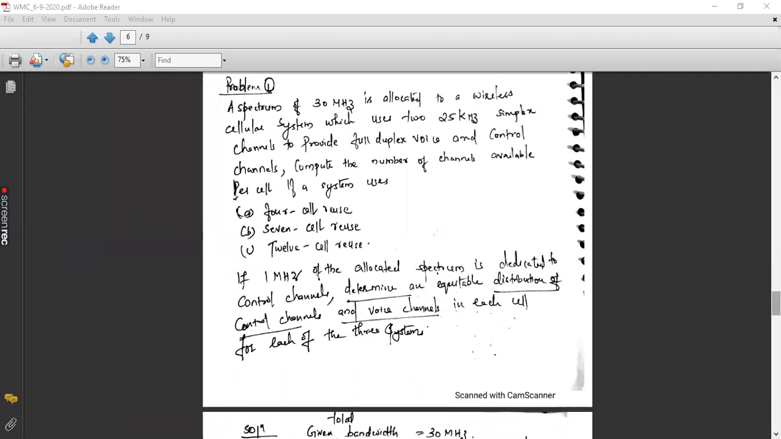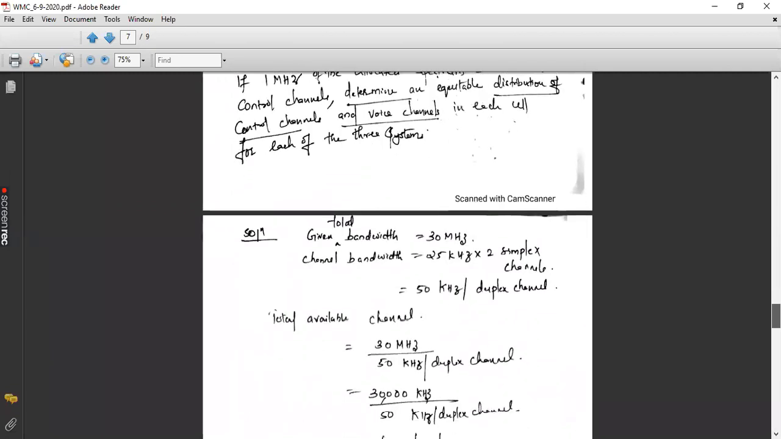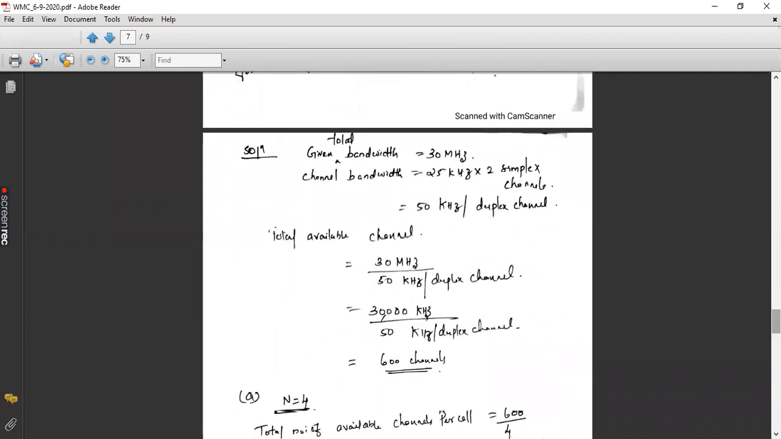So the solution will go like this. First, I'll write the total given bandwidth, that is 30 megahertz, and the channel bandwidth allocated per user, that is 25 kilohertz simplex channel. If you are converting into duplex channels, you need to multiply by 2. So 25 kilohertz into 2 is 50 kilohertz per duplex channel. That is, for one duplex channel you are allocating 50 kilohertz of bandwidth, and the total bandwidth is 30 megahertz.